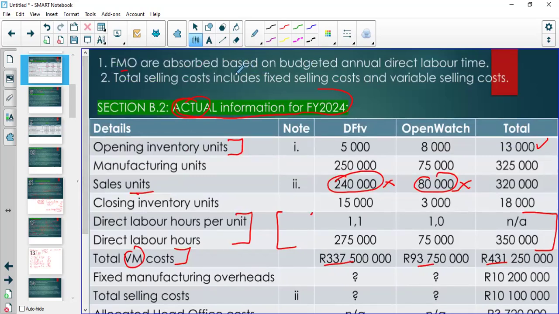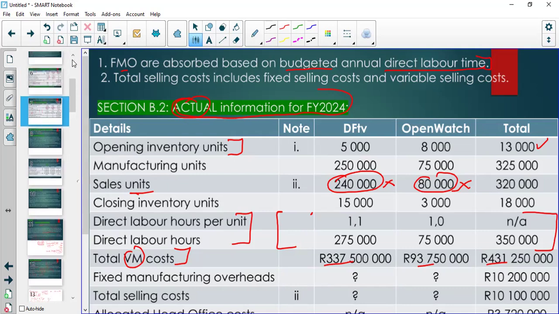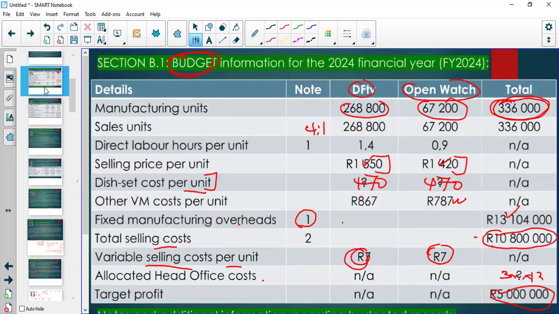Remember that each division might have their own basis for the absorption of fixed manufacturing overheads. They might have their own fixed manufacturing overheads and their own budgets. So we have to recalculate for each division where necessary. And so we have budgeted annual direct labor time. All right, so we have to go back now and go to the budget.